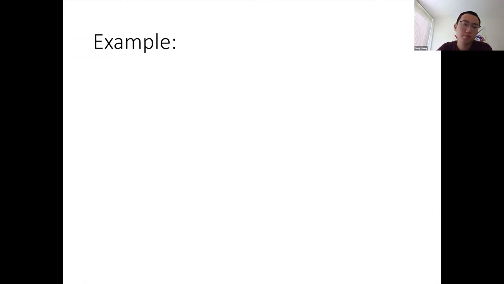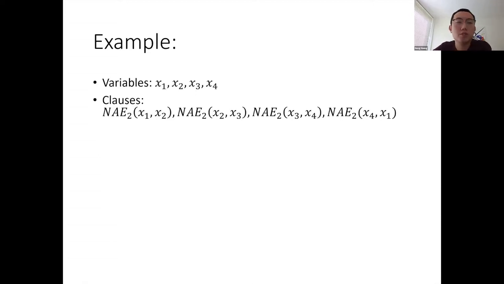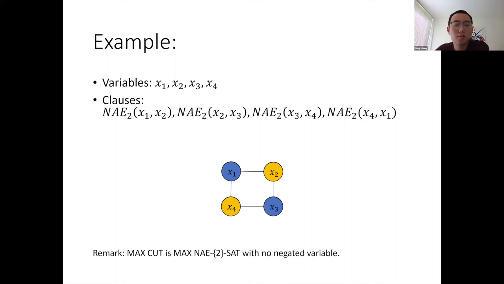So let's look at an example. Suppose we have 4 Boolean variables, x1 to x4, and 4 clauses: NAE2 of x1, x2; NAE2 of x2, x3; NAE2 of x3, x4; and NAE2 of x4, x1. For this instance, we can think of these variables as vertices in a graph, and clauses as edges. What we need to do is essentially assign 1 or -1, or give 2 colors, to this graph, so that the number of edges across different colors is maximized. For this instance, we can actually satisfy all these clauses. And as you have probably realized, this is just a Max Cut problem.